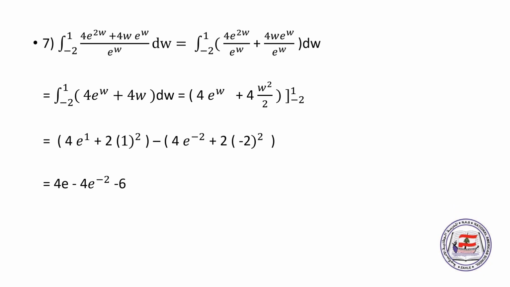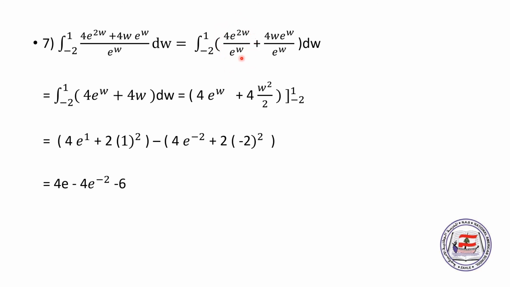And number 7, the integration over minus 2, 1 for the exponential function (4e to the power 2w plus 4w e^w) over e^w dw. This fraction, since we have one term in the denominator, we can divide each term in the numerator over the denominator and split the fraction. So in this question, we don't have to use the substitution rule, since we can rearrange the given function.